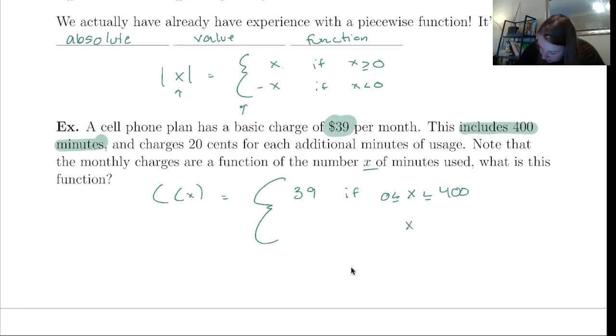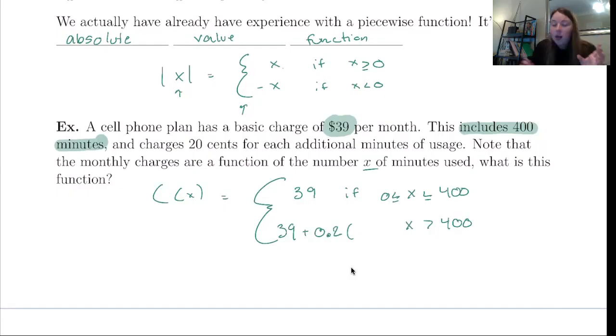Then if X is any second greater than 400, so X is greater than 400, so 400.25, I'd have to pay for that minute. So I'm still going to pay that $39. That's my base. I have to pay that anyways, plus for every additional minute, I'm going to pay 20 cents. So I'm talking in dollars. So 20 cents would be 0.2 times the number of minutes over 400.